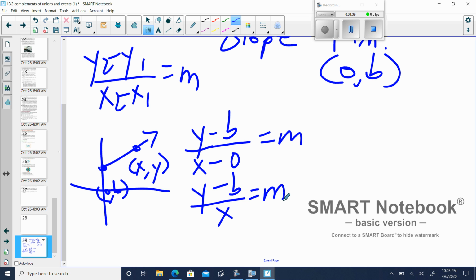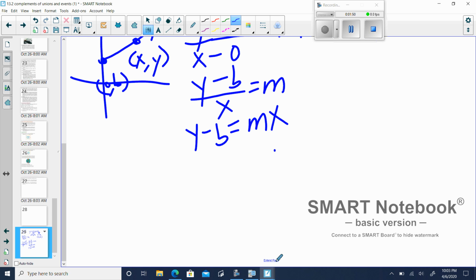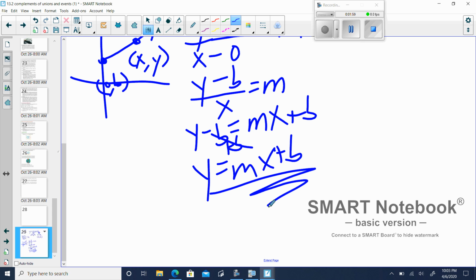So when we do that, we get y minus b over x is equal to m. So we get that y minus b equals m times x. Right? And then if we work this just a little more, by a little more I mean if we add the inverse, negative b, to both sides, we get y equals mx plus b. Wow, we get slope-intercept form. It's crazy.